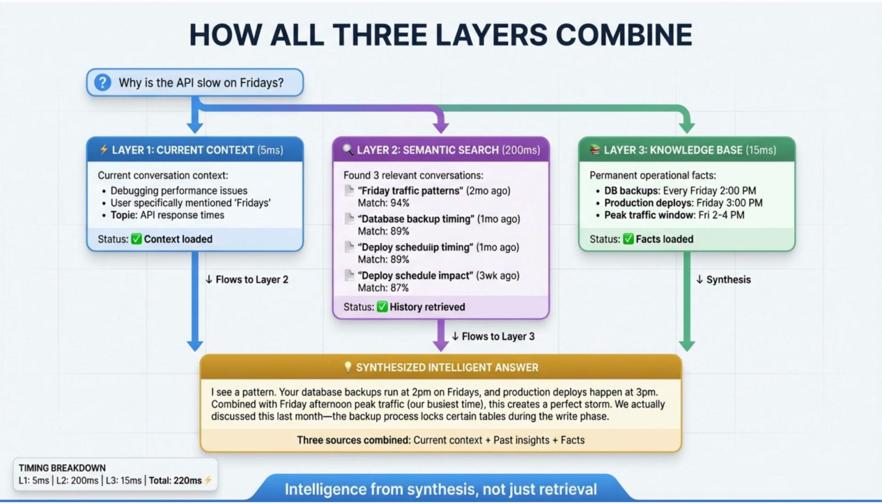Watch all 3 layers work together. Question: why is the API slow on Fridays? Layer 1 has current context, or debugging performance. Users specifically mentioned Fridays. Layer 2 searches past conversations, finds 3 relevant discussions about Friday patterns and database backups. Layer 3 loads project facts such as database backups run Fridays at 2 p.m., deploys at 3 p.m.